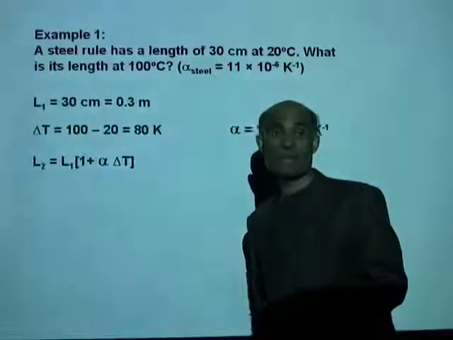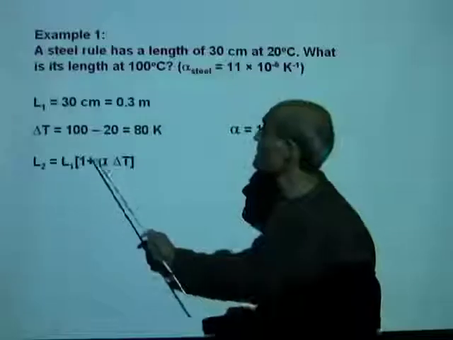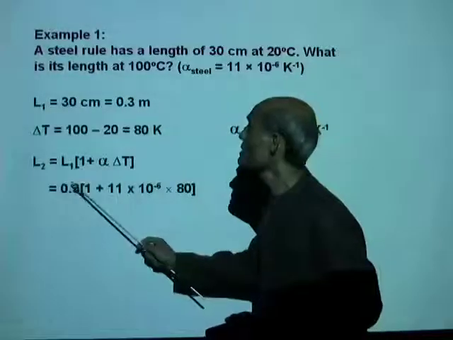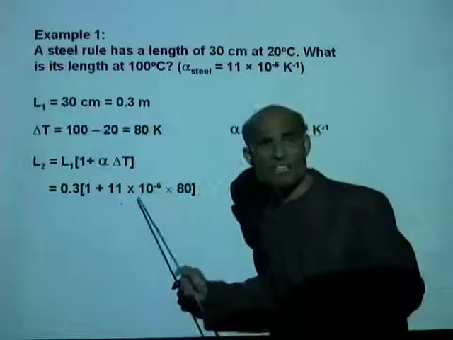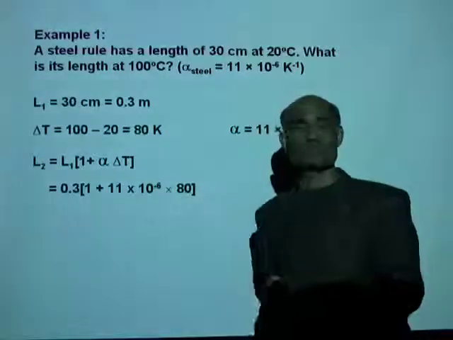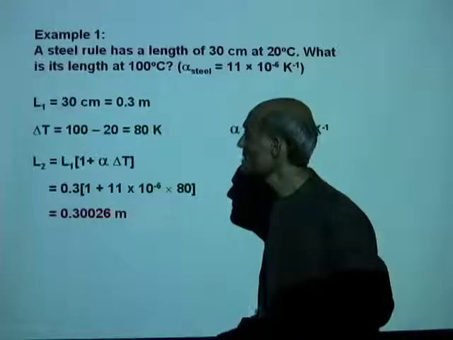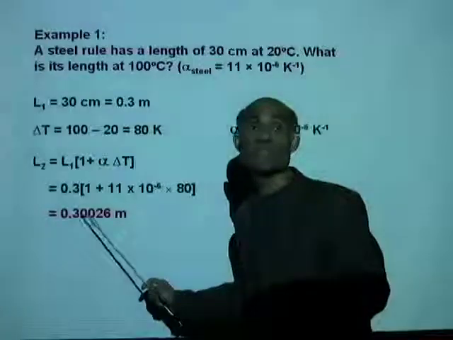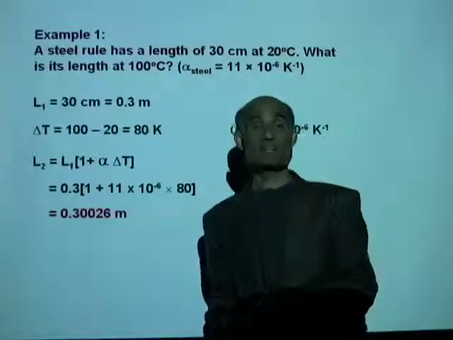L2 equal to L1 times 1 plus alpha delta T. We have all these values. So replace these quantities by their values and use your calculator to evaluate this. Okay, that should give you 0.30026 meter is the length of that steel rule at that higher temperature.